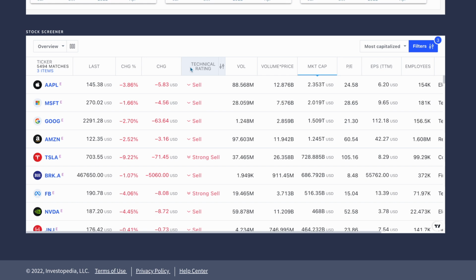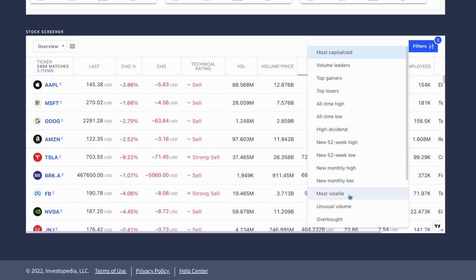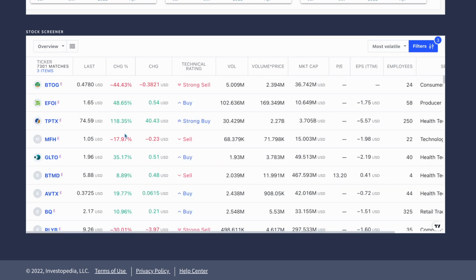Please remember again that big companies like Berkshire Hathaway or Apple usually don't increase over 8% per trading day. So if you're looking for big returns, you should look into volatility stocks. How do you do that, you ask? Click on Most Capitalized on the top right corner and choose Most Volatile. Here, it will show all of the stocks that rose or fell the most on the previous trading day.